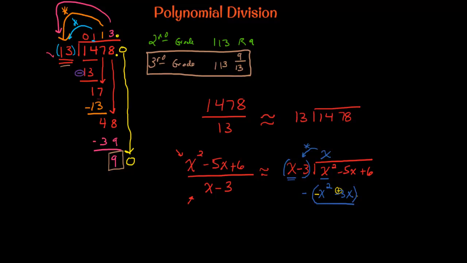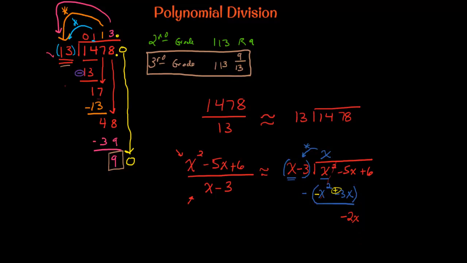So I'm going to indicate that over here. A positive 3x. We change our signs internally. So now we recognize that the x squared minus the x squared gives me a value of 0. So this right here cancels. Negative 5x plus 3x gives you a value of negative 2x.